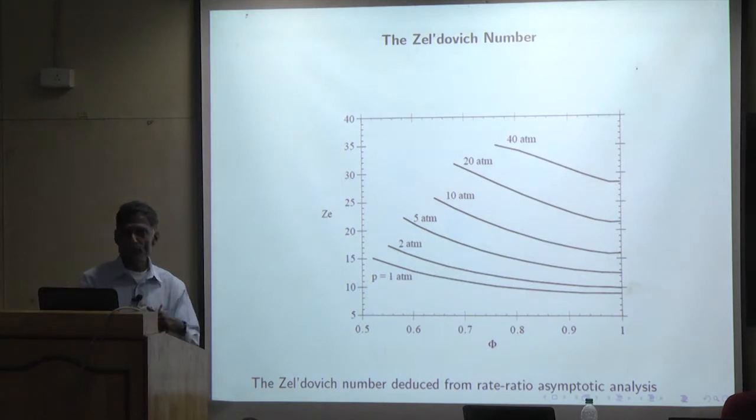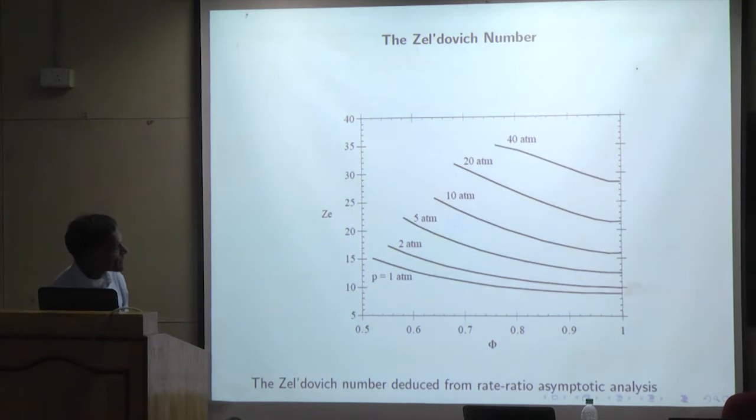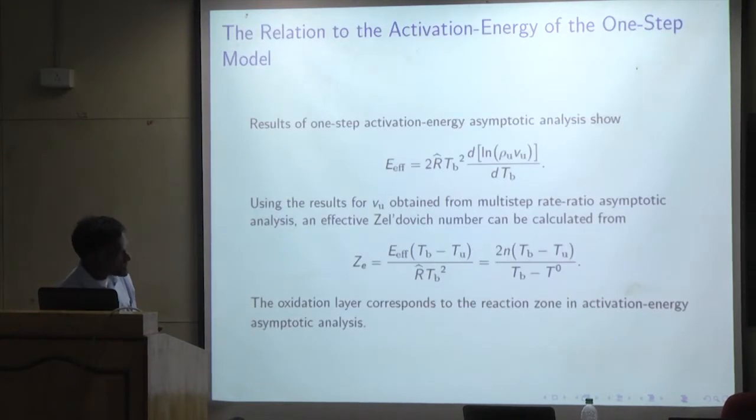So when you take the one-step asymptotic analysis and impose a large Zeldovich number, that's why it works. It's not because the activation energy is large, it's because this difference, TB minus T0, is small. That's the real reason.